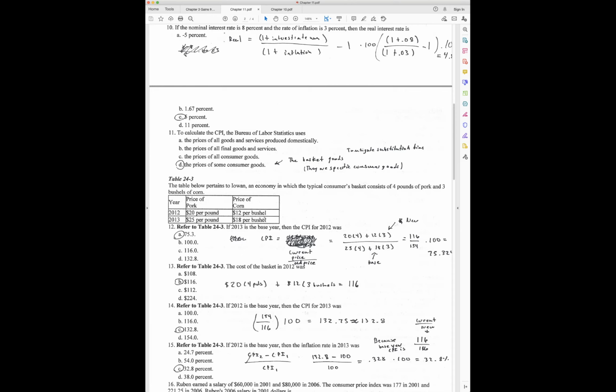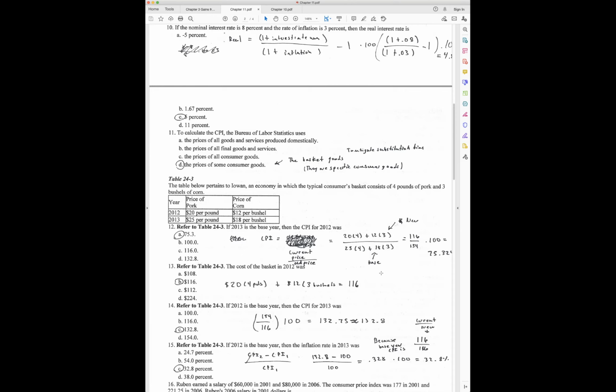And then we're going to use these prices right here to get the cost of the market basket in the year that we're trying to figure out the CPI for. So we're going to do 20 times the same quantity and 12 times the same quantity for corn. When you do 20 times 4 plus 12 times 3, you're going to get 116 divided by 154. That'll get you something like 0.7532. And then when you multiply that by 100, that gets you the CPI.